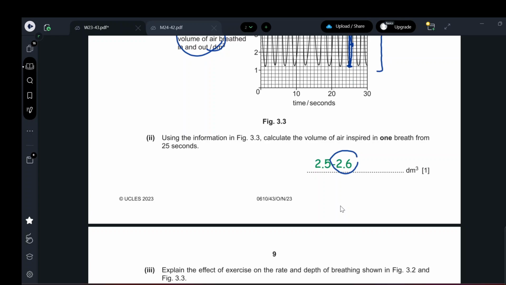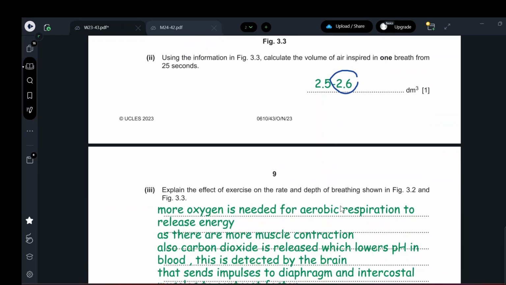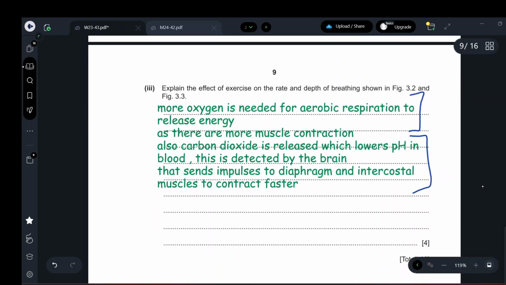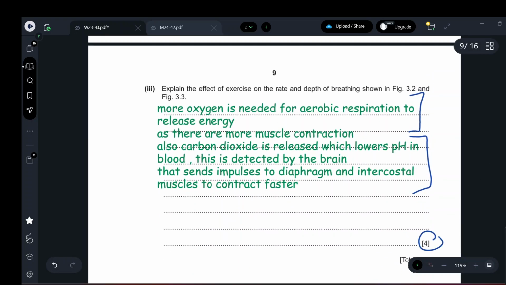But what about why did it increase? Why does the breathing increase in exercise? To supply the active muscles with extra oxygen in order to respire more and release more energy for the muscle contraction. So here we have two parts for the answer. Why did it increase and how did it increase? You have to write both to take the 4 marks.